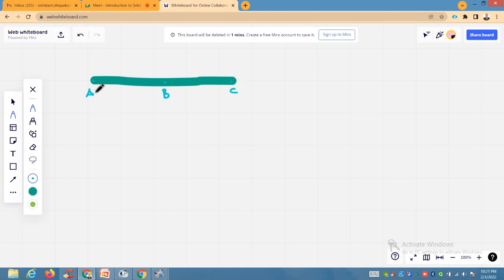So reactions are acting at these points. So I can call this the reactive force RA. This is the reactive force RB, and this is the overhanging portion BC. So RA and RB, these are the two supports. Span is 2 meters. Here the span is 2 meters.